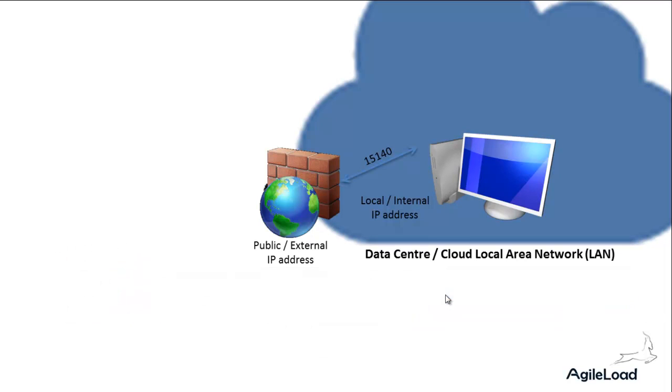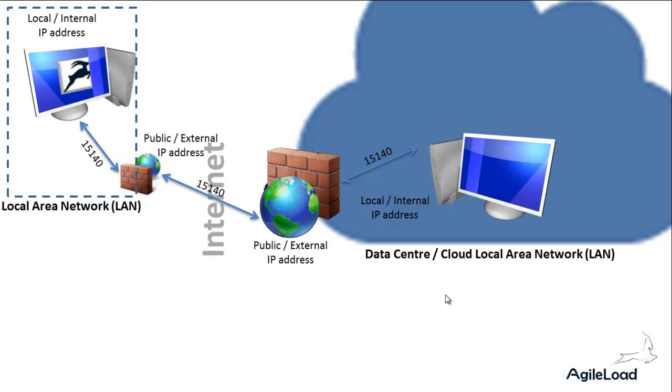So once our injector instance is ready, we're then ready to connect it up to our Agile Load console, which is sitting perhaps on your desk or in your company, which also needs to be configured. You need to know the external IP address and the internal IP address, and the firewall on the company side needs to be configured to allow Agile Load's port pass-through, which is 15140. This can of course be configured. So now you can see how the console connects via the internet to the remote injector in the cloud.